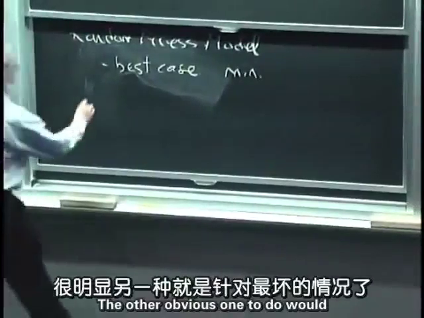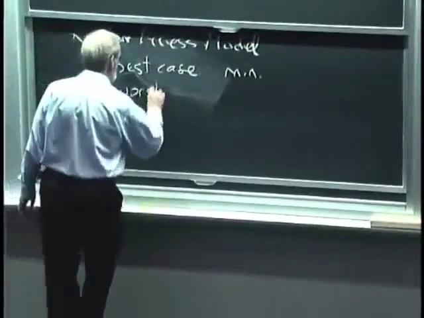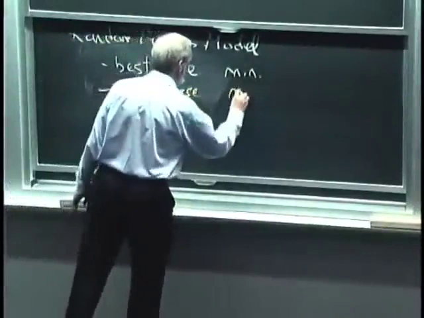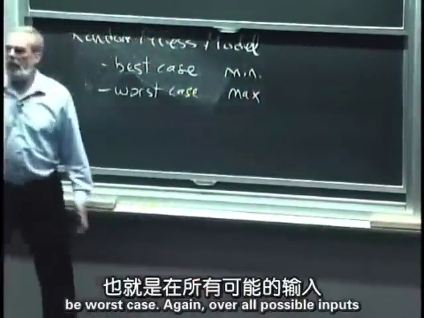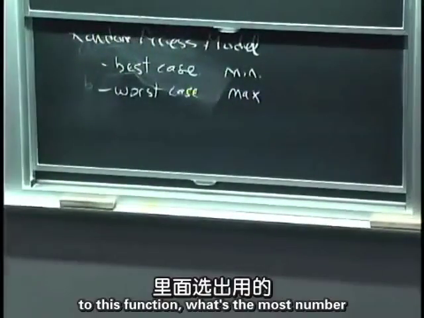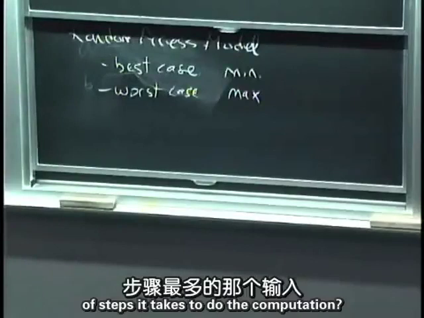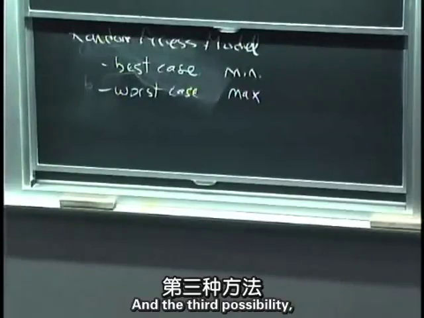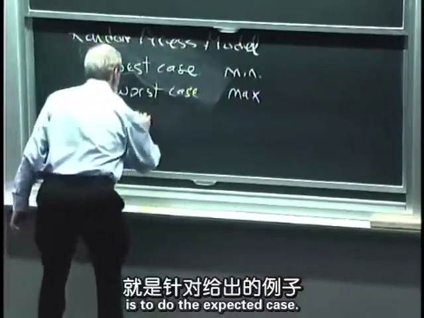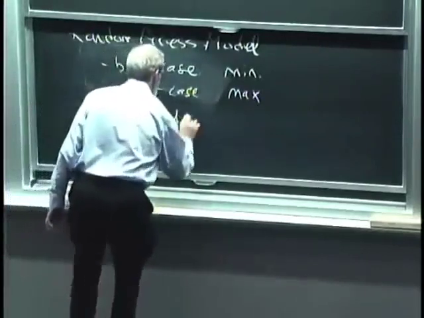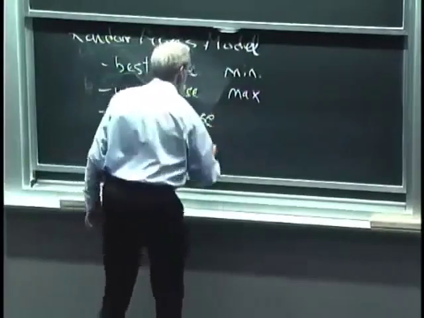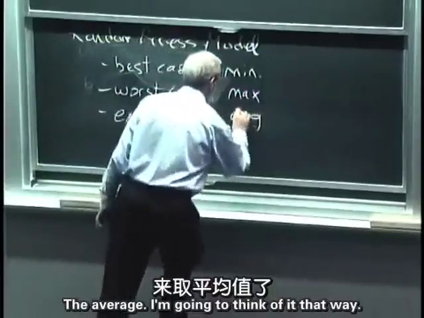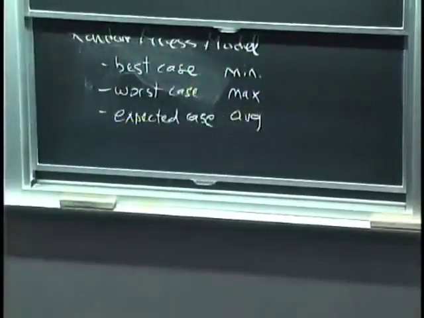The other obvious one to do would be worst case. Again, over all possible inputs to this function, what's the most number of steps it takes to do the computation? And the third possibility is to do the expected case. The average, if you want to think of it that way.